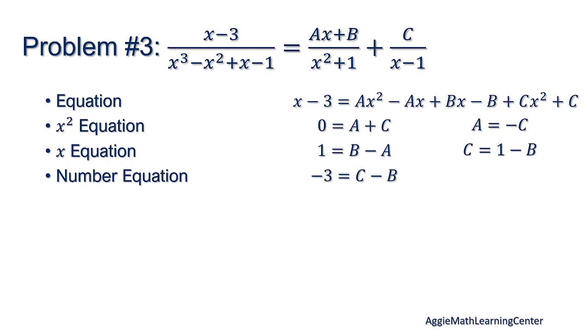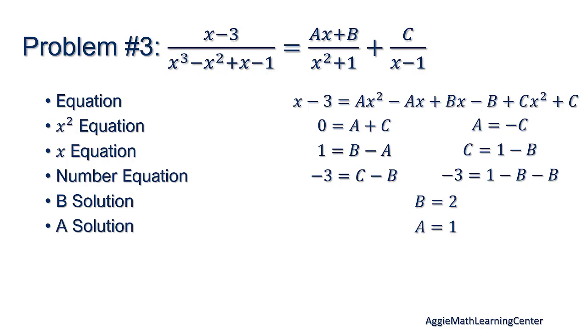After solving for c, we see c equals 1 minus b. We can then substitute 1 minus b in for c in the third equation to give us negative 3 equals 1 minus b minus b. After solving for b, we see that b equals 2. We can then use this to solve for a in the second equation. When we plug in 2 for b, we get 1 equals 2 minus a. This means that a equals 1. Now we can solve for c with that first equation, which tells us c equals negative 1.